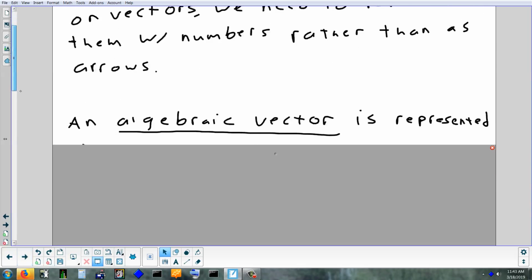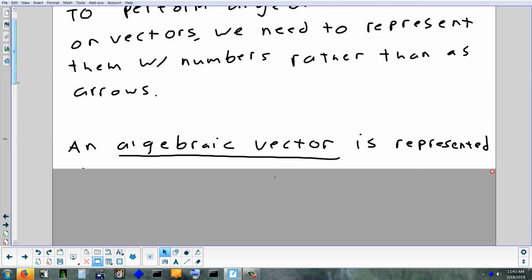The first notation, your book calls an algebraic vector. I'm not sure that notation is universal. I haven't really seen that notation a lot, but that's the term your book calls it. The next notation we're going to learn, that name I have seen everywhere. It's a very, very common name. I just haven't seen this name as much.